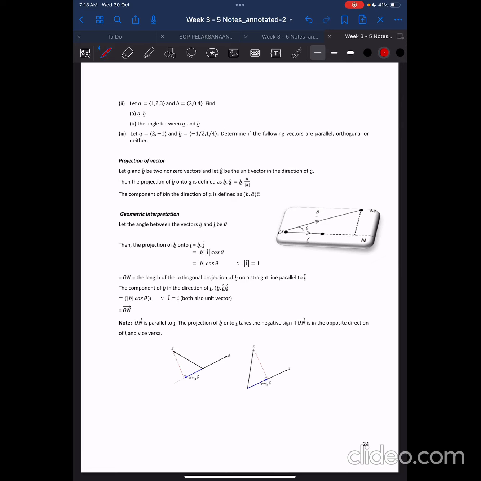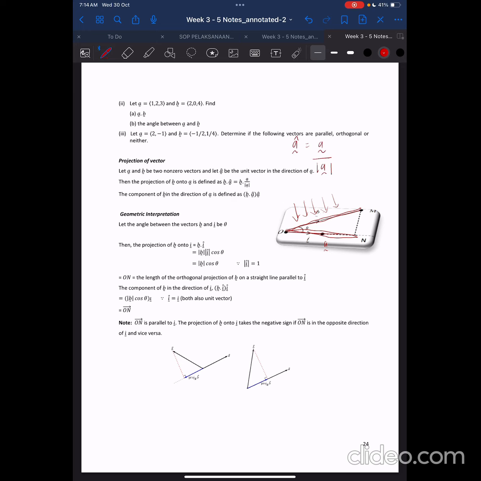Alright, now I go into the projection of the vector. So let a and b be non-zero vectors, and let a prime be a unit vector in the direction of A. So the projection of B onto A. Projection means like this: if this is the line, and I take a torchlight and shine it, this line will be projected onto this vector. That's what it means. Okay. So the projection of B onto A, this is vector A, is defined by B dot unit vector A. We know unit vector A is given as vector A divided by the magnitude of A.